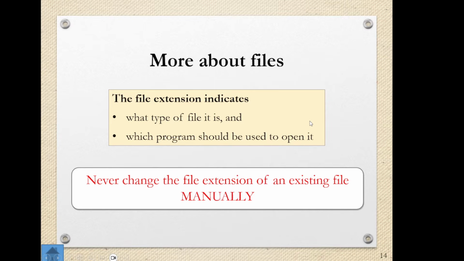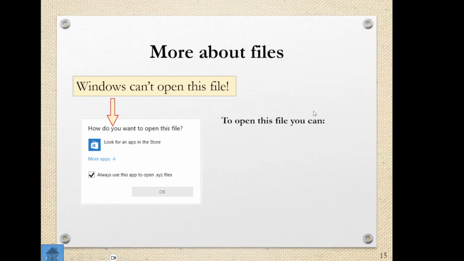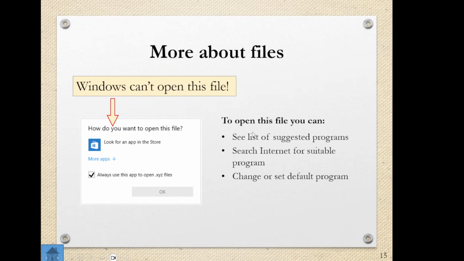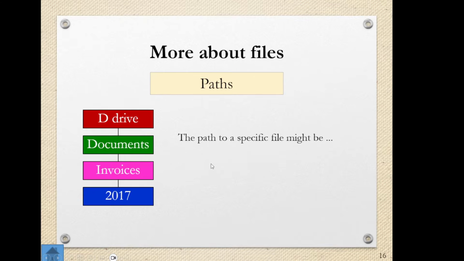Please never change the file extension of an existing file manually, because it's going to be a problem. Windows will not know which program to open your file with. This is what ends up happening. Windows tells you, I can't open this file. How do you want to open this file? And then sometimes you've got to go look at more apps. Sometimes you've got to go check online. It will suggest a list of programs. It can search the internet. You can even change a default program. But really, we just want to make sure that we've saved it correctly as well.